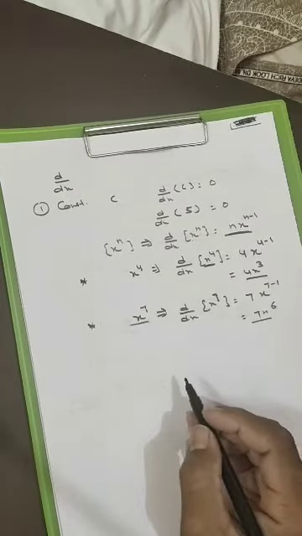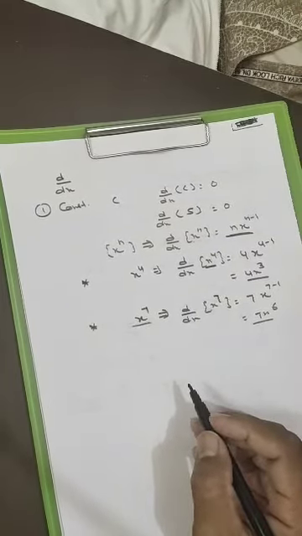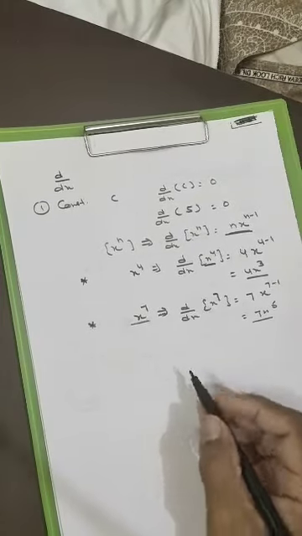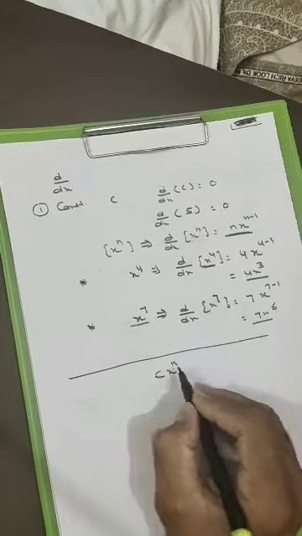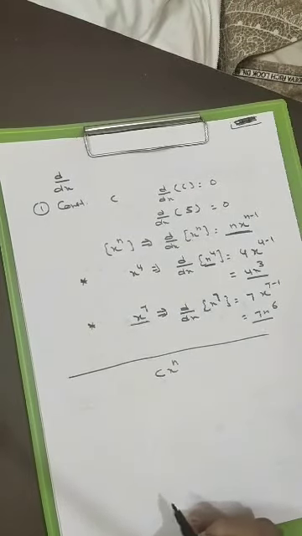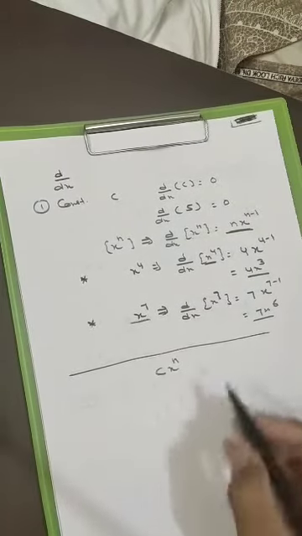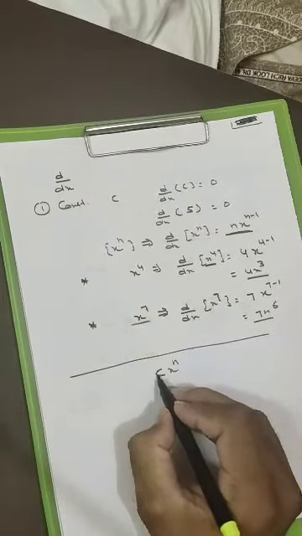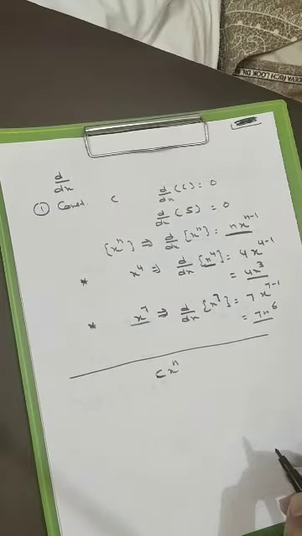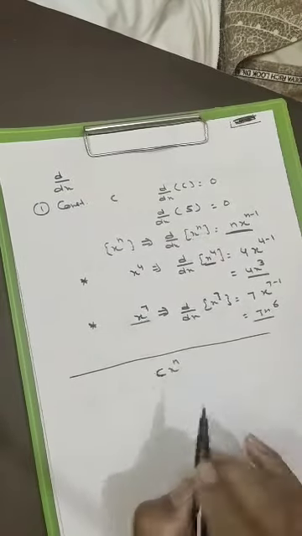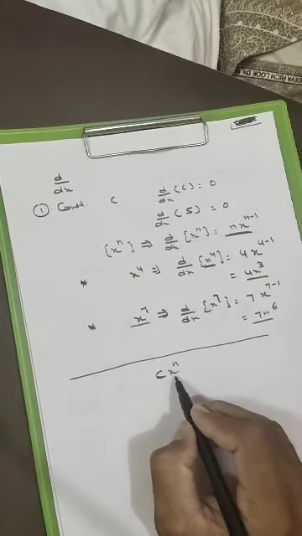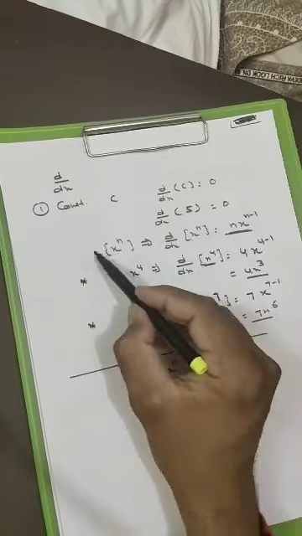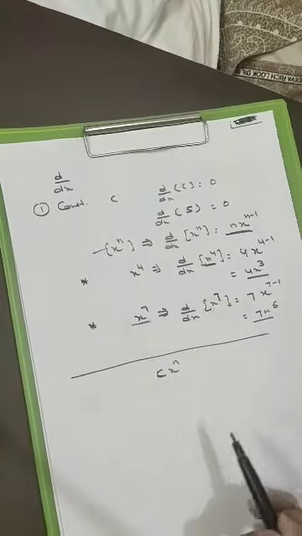If there is some constant which is in multiplication with the variable, for example c x raised to power n, and we want to find the differentiation of this term, the constant will not affect your differentiation. Just bring it outside the differentiation, and do the remaining procedure the same as what you have done for x raised to power n.